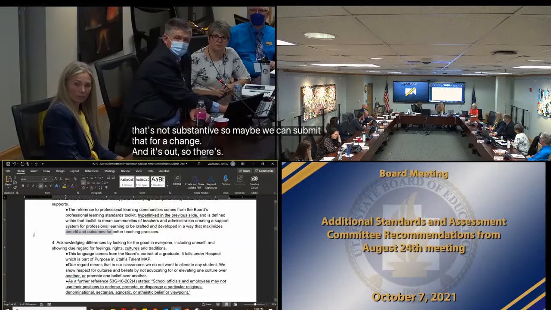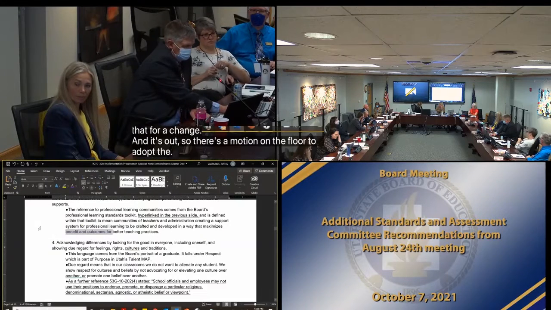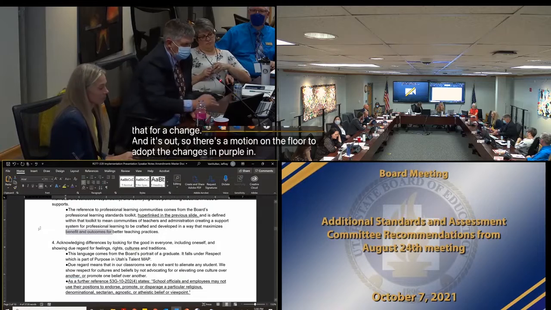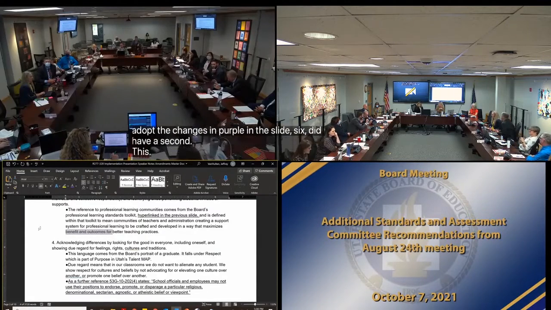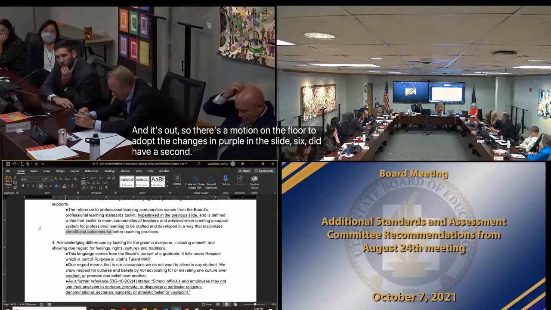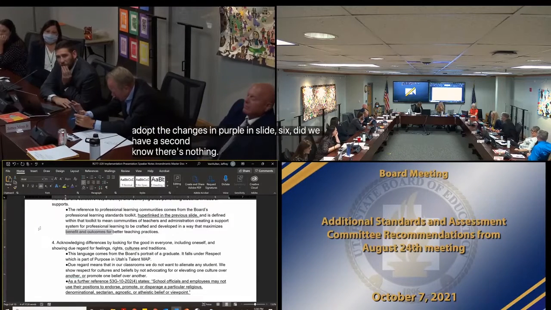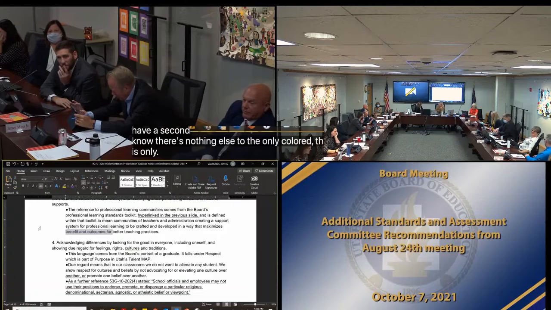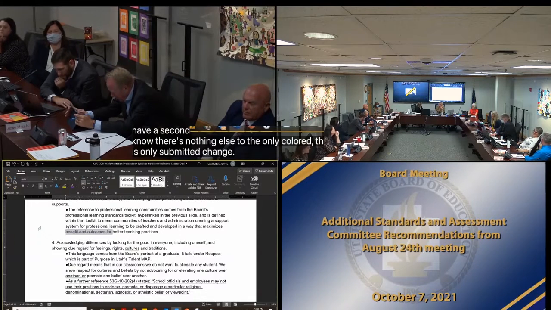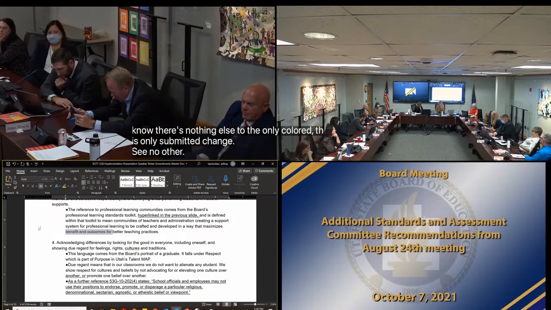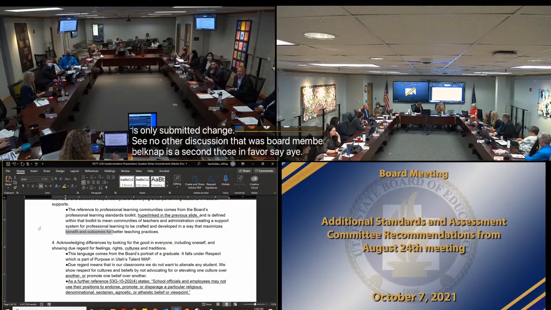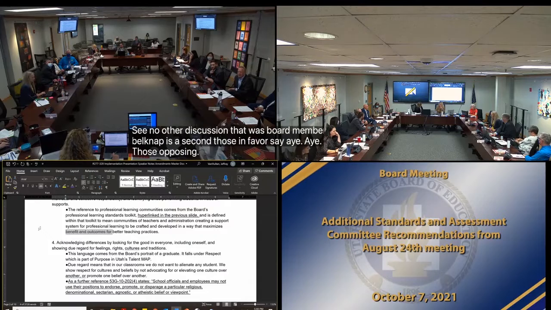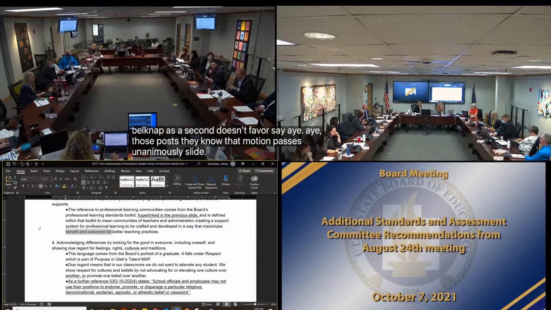So there's a motion on the floor to adopt the changes in purple in slide 6. Did we have a second? Second. No, there's nothing else. This is the only colored, this is only a submitted change. Seeing no other discussion, that was Board Member Belknap as a second. Those in favor say aye. Aye. Those opposed say no. That motion passes unanimously.